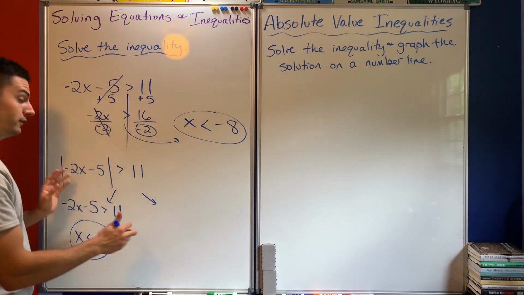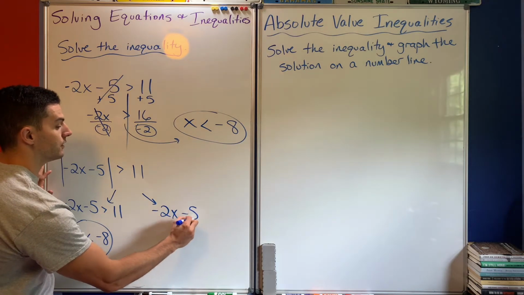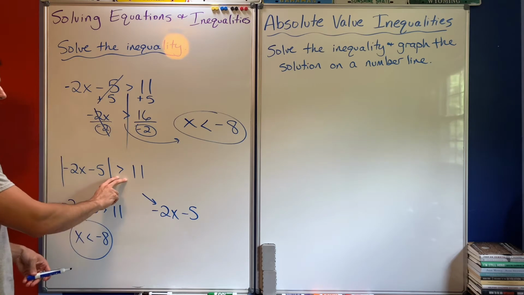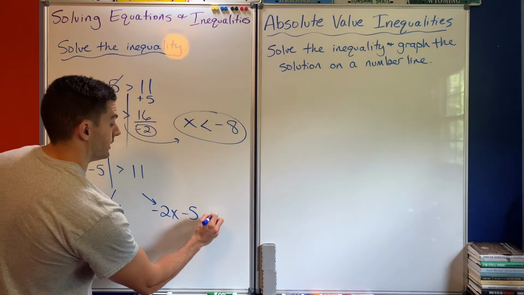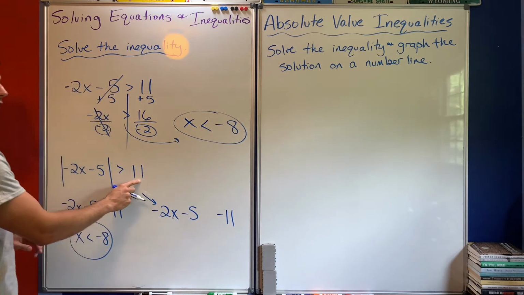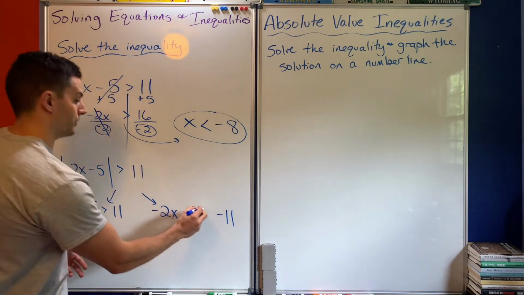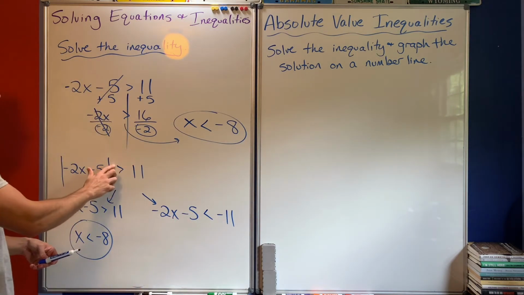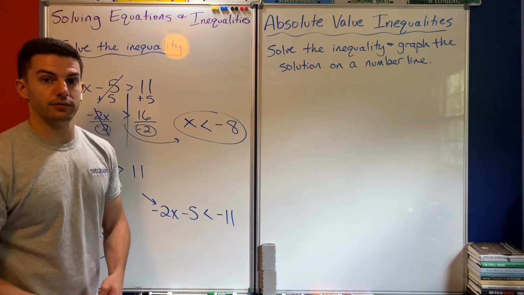I drop off my absolute value bars, so it's negative 2x minus 5, okay? But for this second inequality, like in the equation part, this is where it's negative 11. I make it the negative version of this, but I also flip my inequality sign, okay? So I'm kind of doing a double flip here. I'm flipping my inequality sign, and I'm flipping this positive answer to a negative.